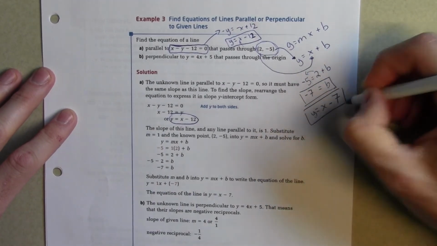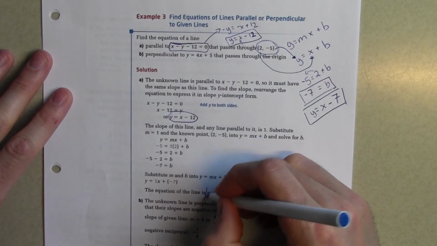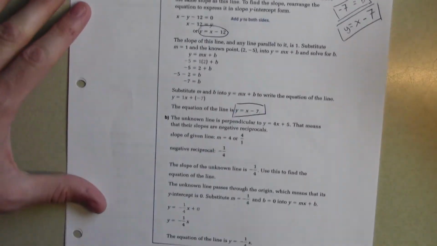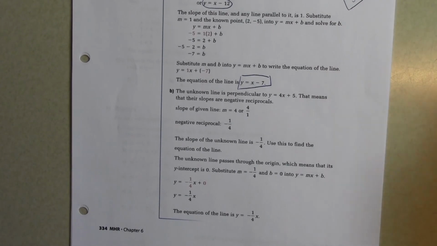Okay? Any questions? It's the exact same as the first examples. The only difference is now we're using another line and what we know about parallel and perpendicular lines to get the slope for our line before we plug in the value.